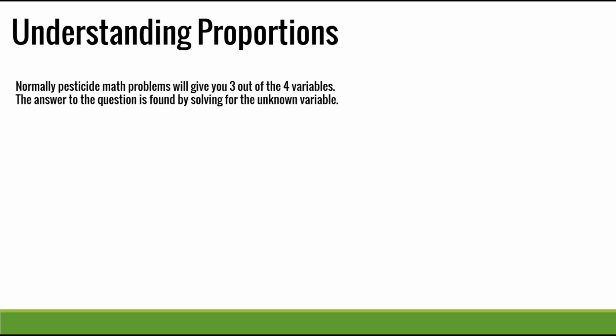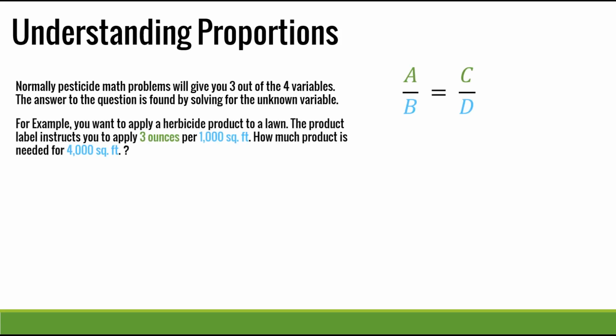Normally, pesticide math problems will give you 3 out of 4 variables. The answer to the question is found by solving for the unknown variable. For example, you want to apply a herbicide product to a lawn. The product label instructs you to apply 3 ounces per 1,000 square feet. How much product is needed for 4,000 square feet?